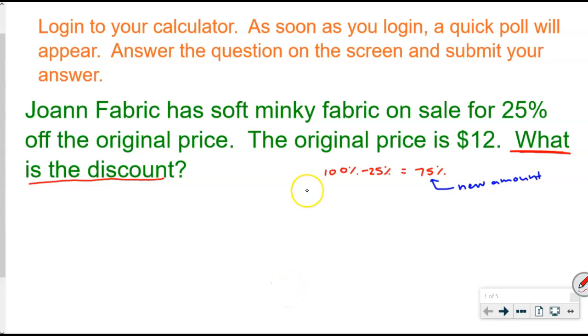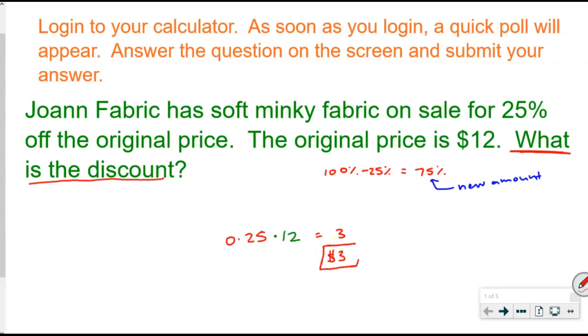When I'm asking for the discount itself, we're just going to calculate with the 25%. So that would be 25% of the original price, which is 12, and 0.25 times 12, or 1/4 of 12, is equal to $3. The discount is $3.